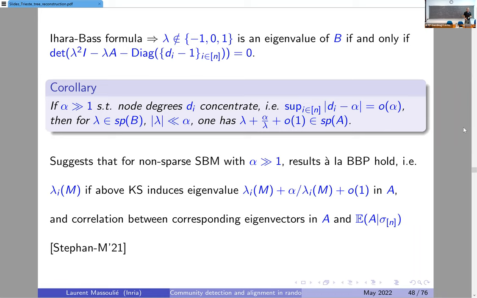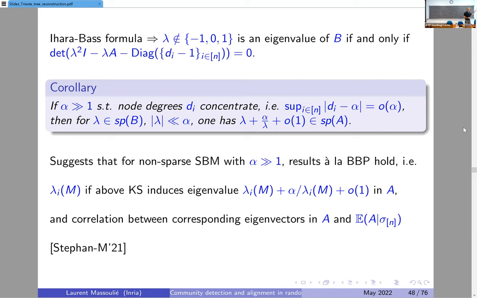So that's what I write here. This suggests that in the SBM, when the average degree is large compared to one, such that there's concentration of degrees around their mean, we would see in the spectrum of the adjacency matrix eigenvalues lambda i of m plus alpha over lambda i of m. Actually, we can prove that. This is something that's been done essentially by my PhD student, Ludovic Stephan, in a paper of last year. So we could push the spectral analysis we have for the sparse SBM to a not so sparse SBM, where the degrees grow sufficiently fast. And so we have a version of the BBP results with a prediction of the occurrence of eigenvalues in the spectrum of the adjacency matrix, as well as predictions on the correlations of the corresponding eigenvectors with the eigenvectors of the low-rank deformation.